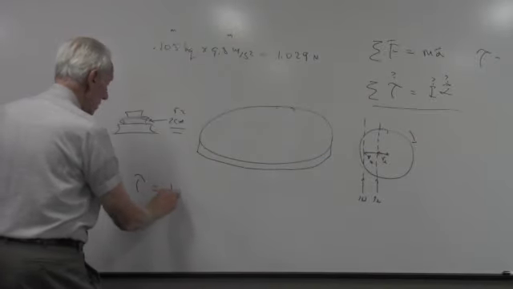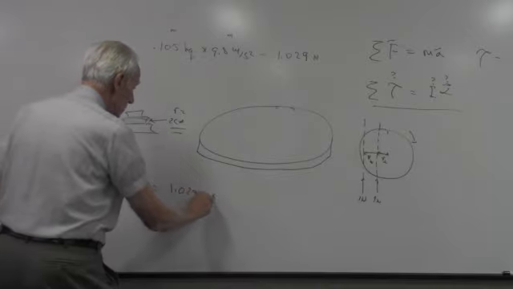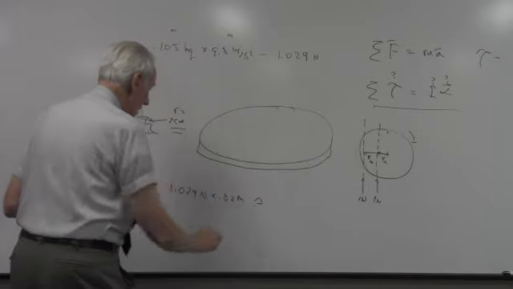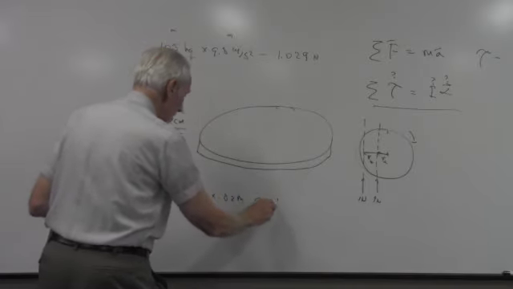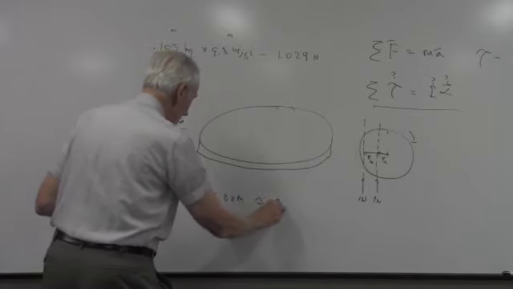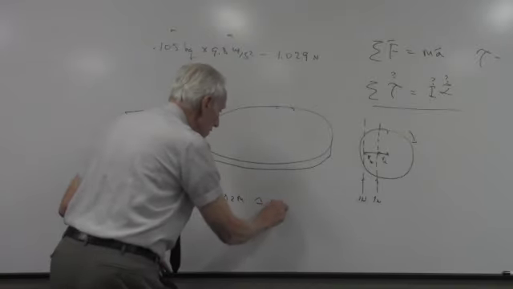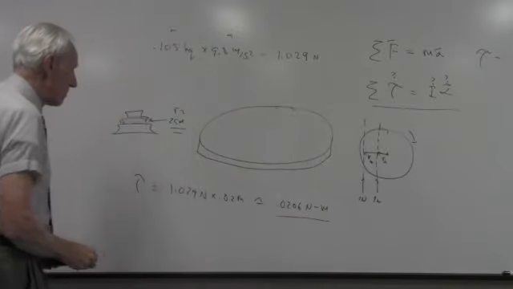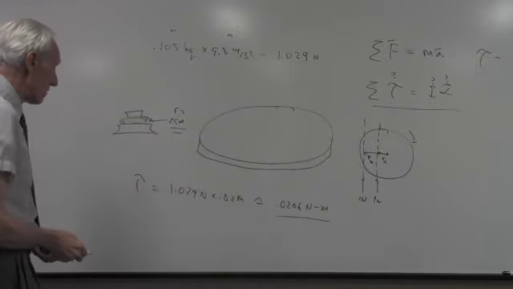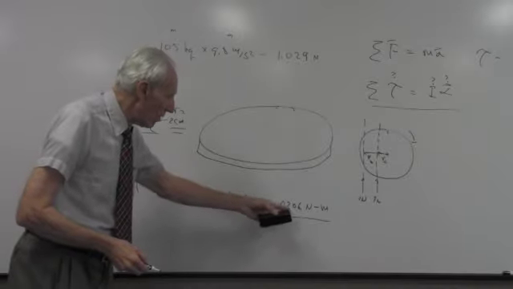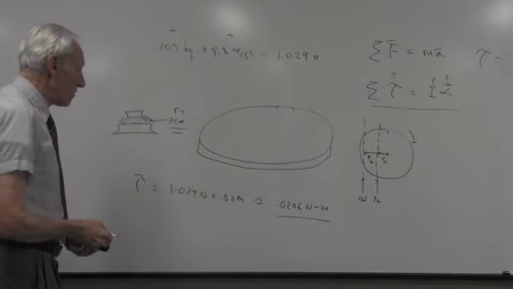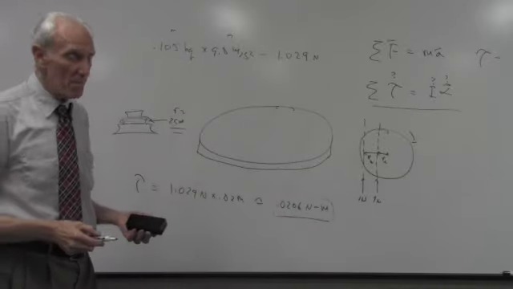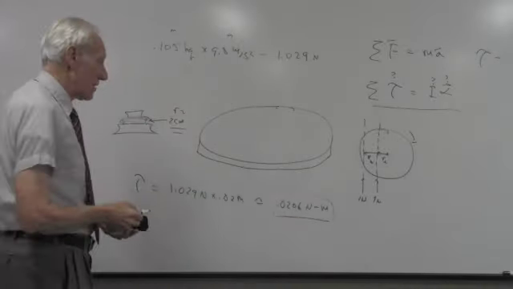So the torque then that's being applied at the distance of 2 centimeters from the axis of rotation is 1.029 newtons times 0.02 meters, which is about 0.0206 newton meters, rounded off to 3 decimal places.